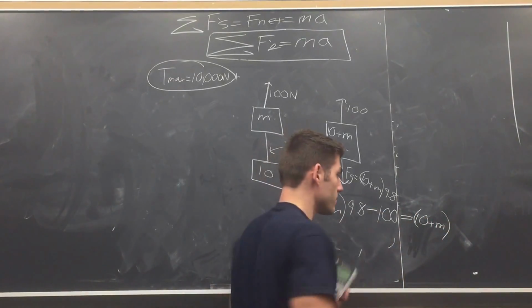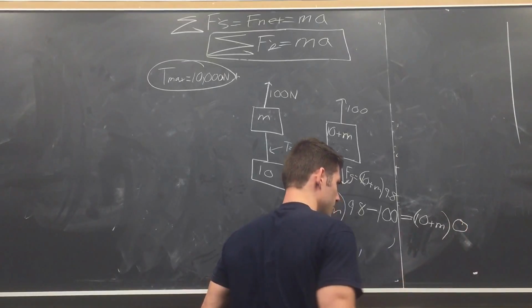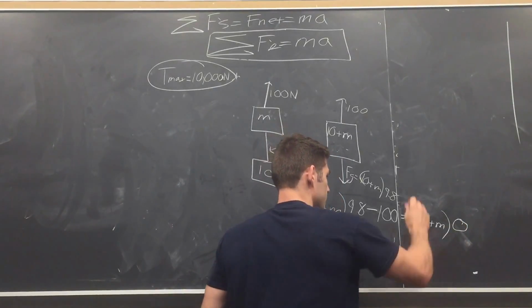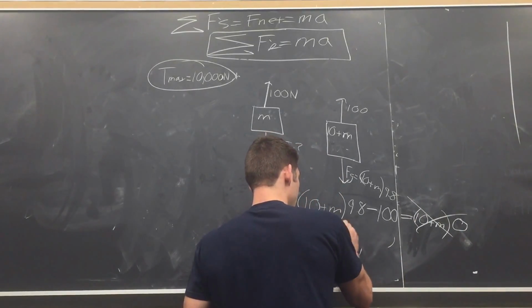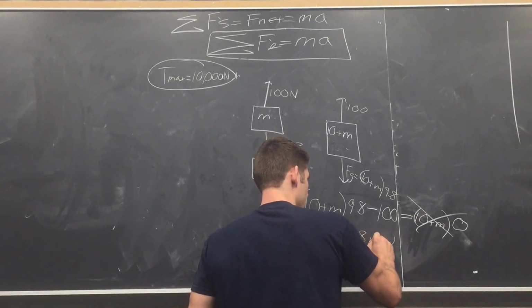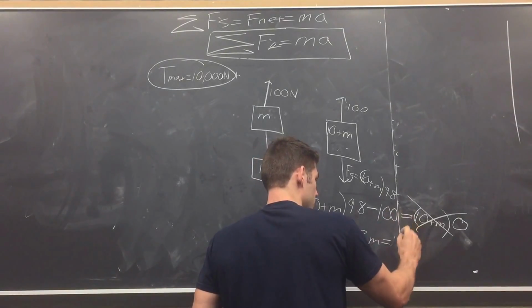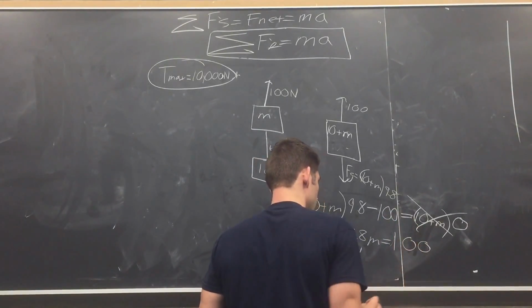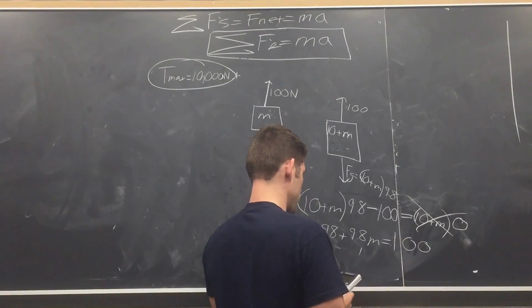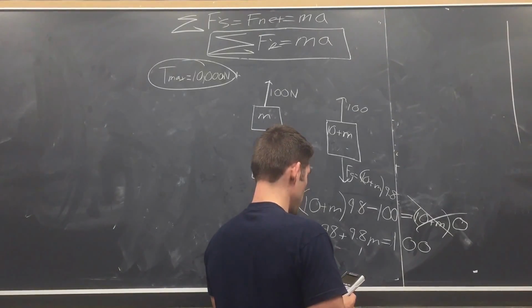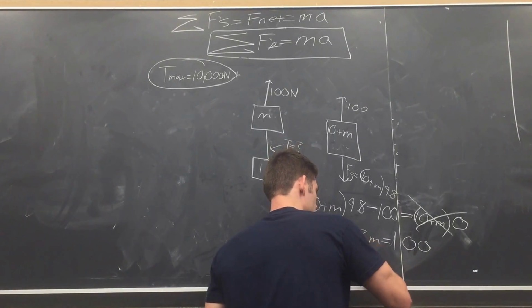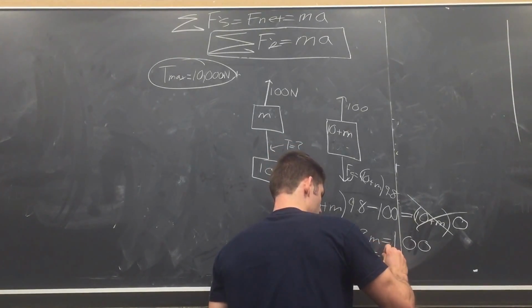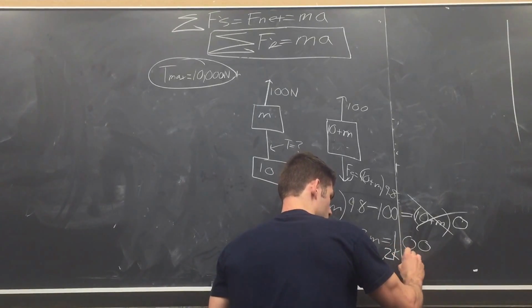Well, it's moving down at a constant velocity, which just means the acceleration is 0. In which case, that's 0, and I get 98 plus 9.8 m is equal to, if I add this to the other side, 100. And let's see, 100 minus 98 divided by 9.8, 0.2. It's a very small mass. Mass is equal to 0.2 kilograms.